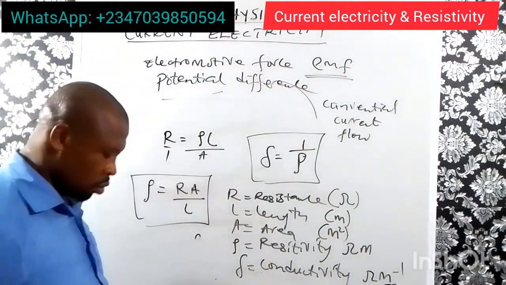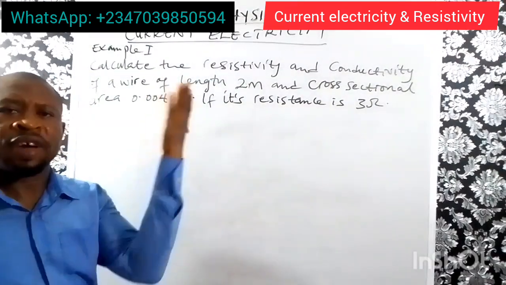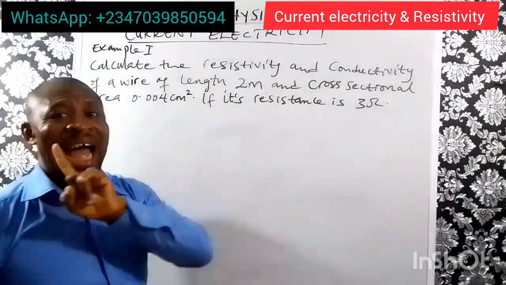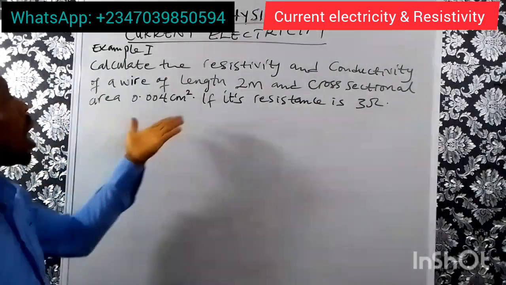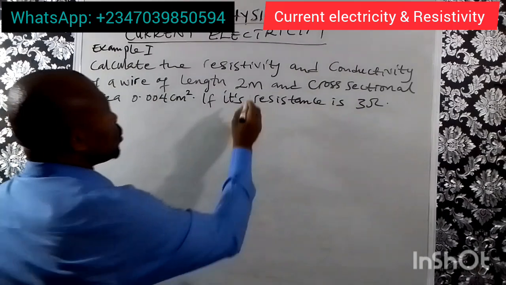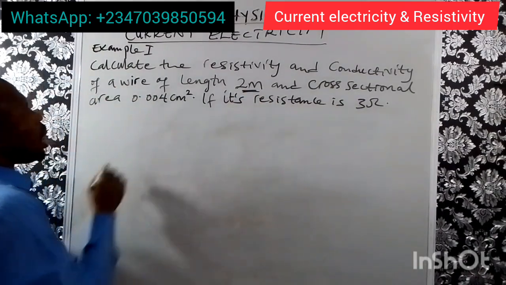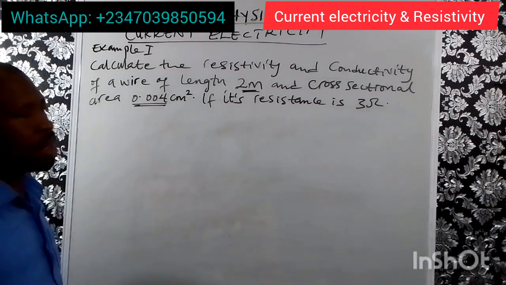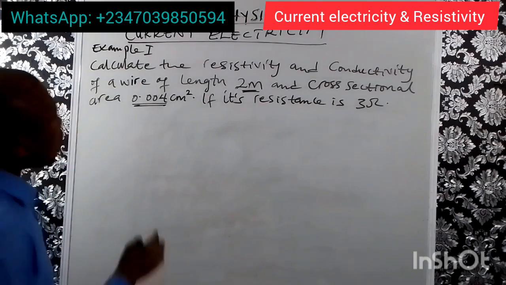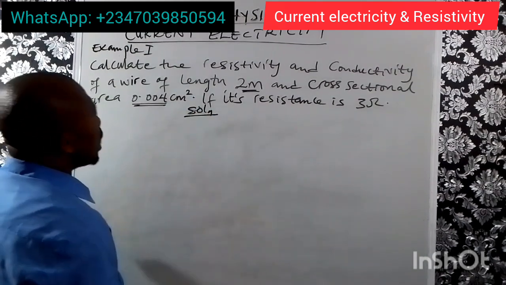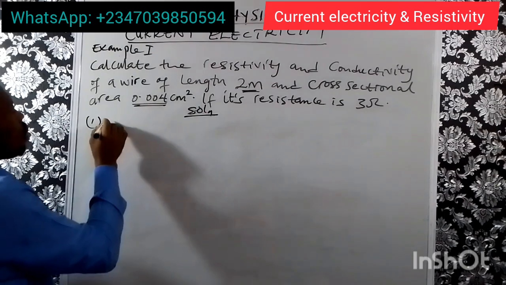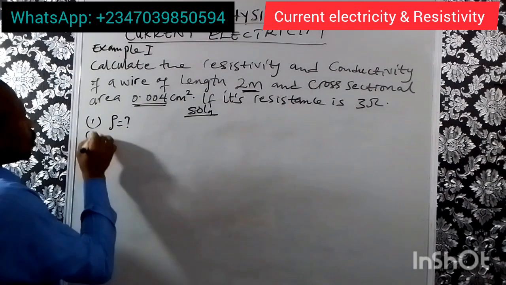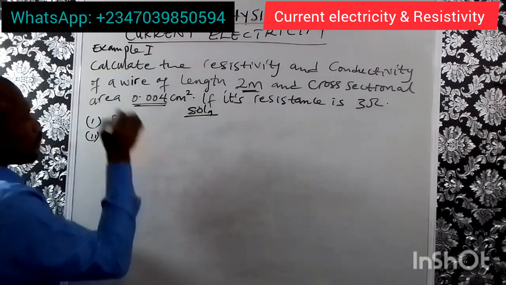Now let's go. We have this question on the board. The question says, calculate the resistivity and conductivity of a wire of length 2 meters and cross-sectional area 0.004 cm squared. Now we take it one after the other. The first question says calculate the resistivity rho, and the second question says calculate the conductivity.